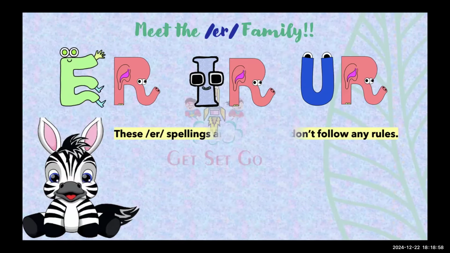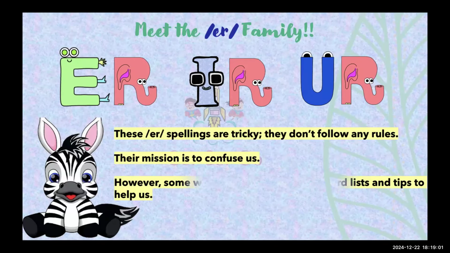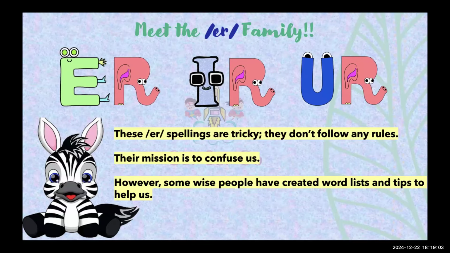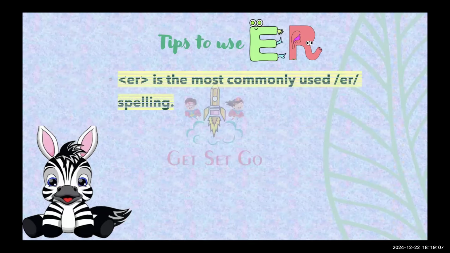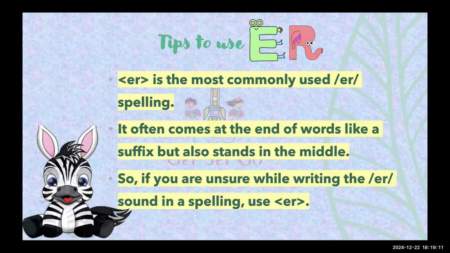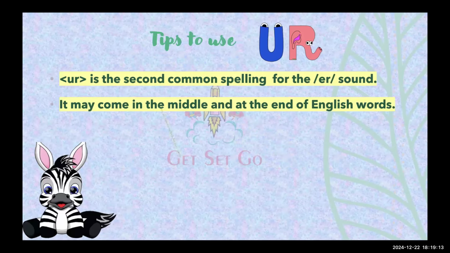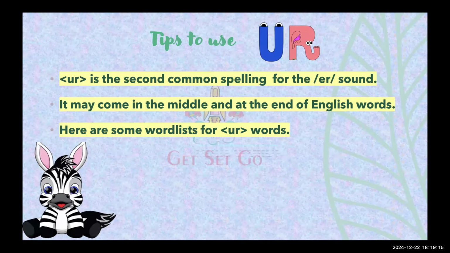So tips are here. These are tricky. Their mission is to confuse us. So some wise people have created word lists and tips to help us. These are the tips. The most commonly used spelling is ER. Then the next is UR. UR comes in the middle also, at the end also.